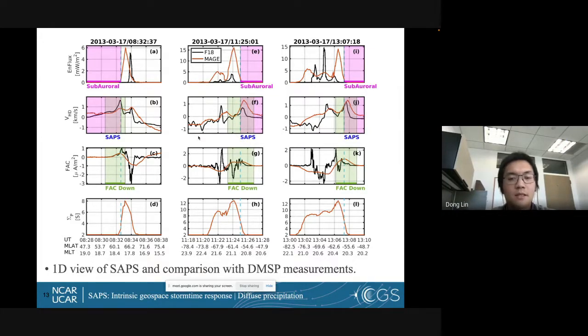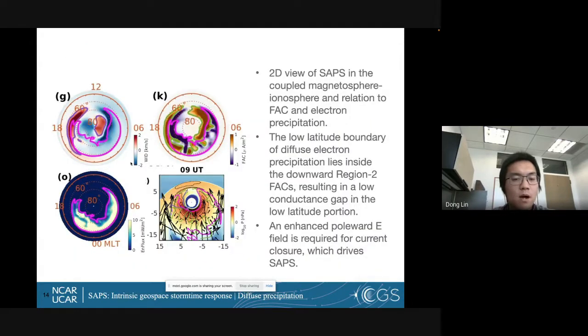Okay. So again, this is just a 1D view of the SAPS with data validation. With the model results, we can take a 2D view of the distribution in the ionosphere. Like here, this panel in the top left is showing the westward ion drift. As you can see, the SAPS just manifest as a separate flow channel below this auroral boundary.